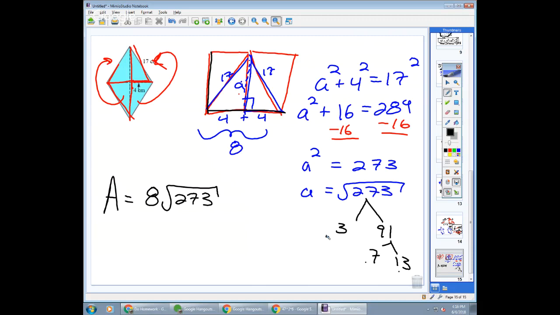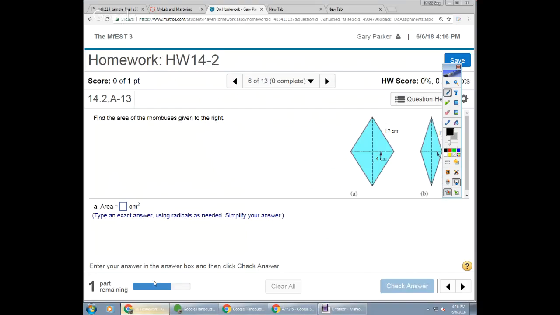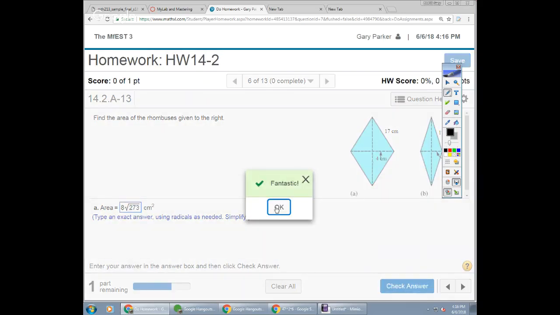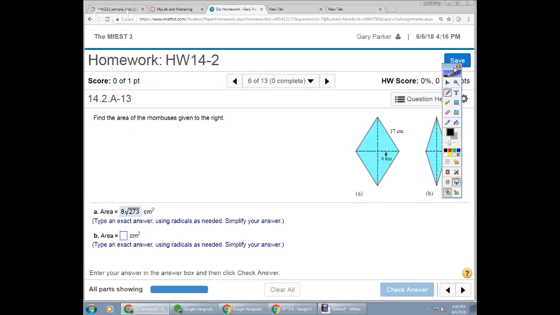So we'll try the next one, see if it's any more challenging. The other one's going to have different numbers, so we'll see how much different that is. 8 square root, like that. Use their buttons here. 273, is that what we had? Fantastic. All right, let's try the next one.